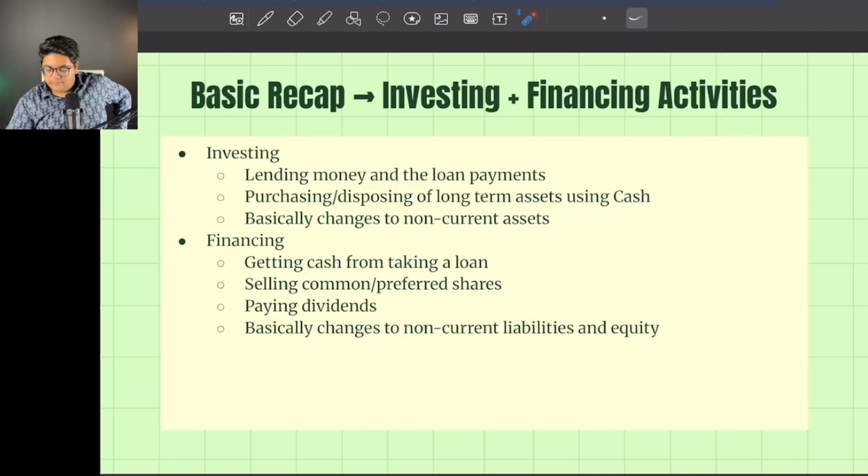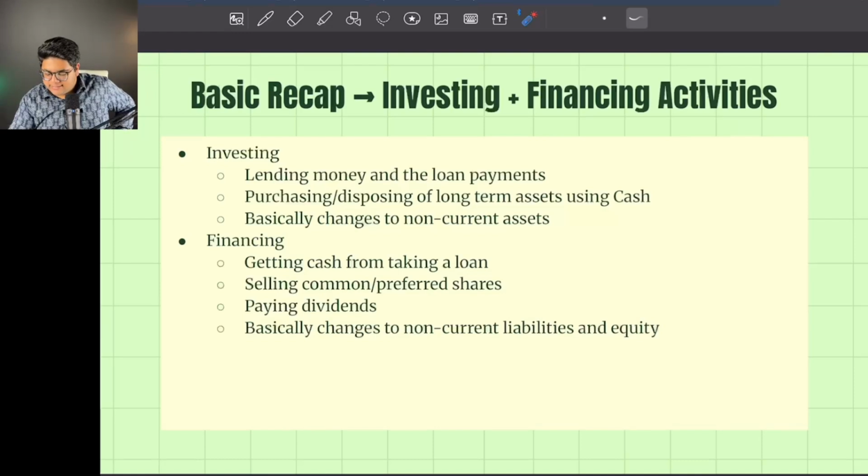Purchasing and disposing of long-term assets using cash, and basically changes to non-current assets. So long-term assets, any of those that are changed, would be your investing activities. Now, it can be a bit confusing because when you lend money, you typically think of financing. However, here you are paying money to purchase a long-term asset, which is basically just an accounts receivable in a way. So in a way, it's an investing activity.